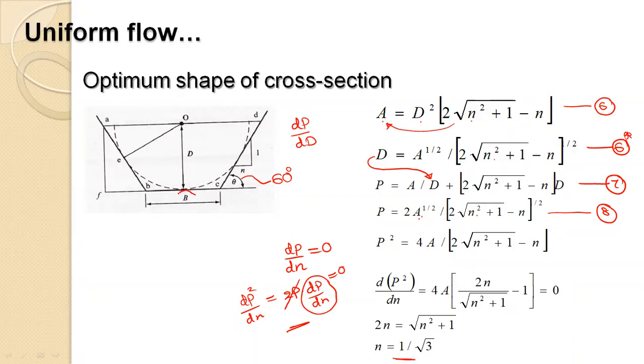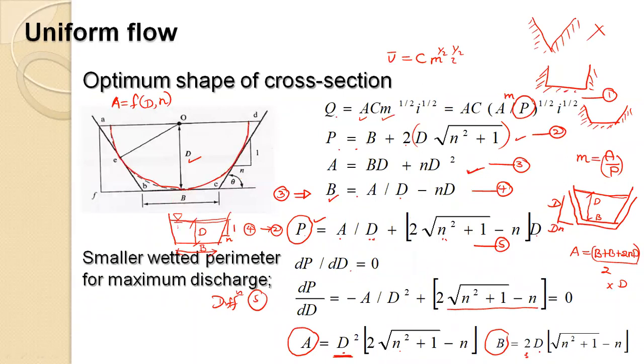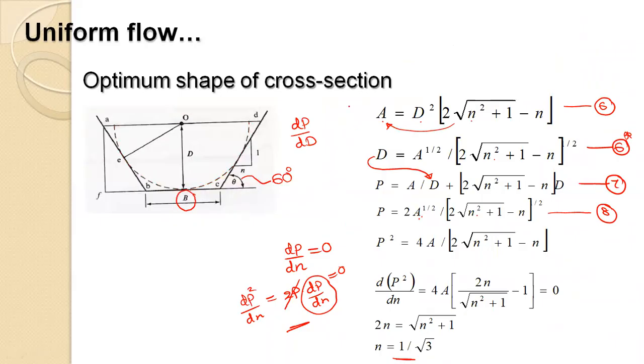And then what can you say about B? Can you calculate the value of B? B is this. We have got the value of B and the side slope. What is the value of this side slope? I'll call this one L. What is the value of the side slope?